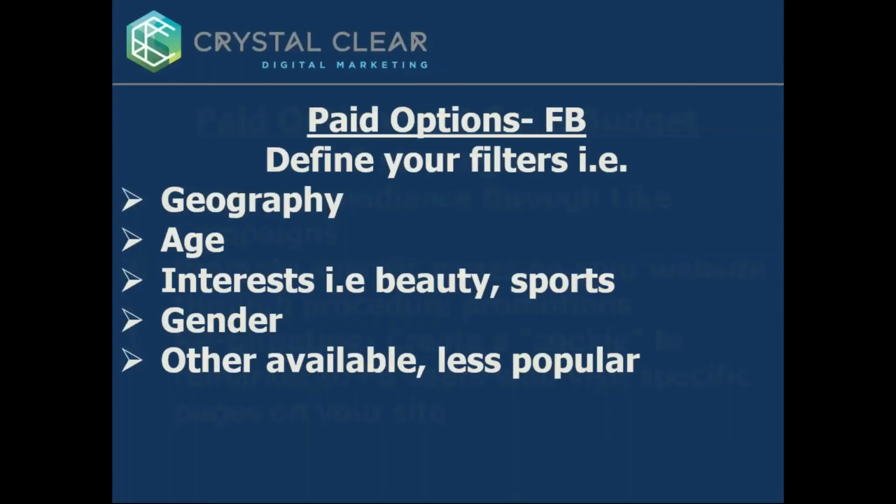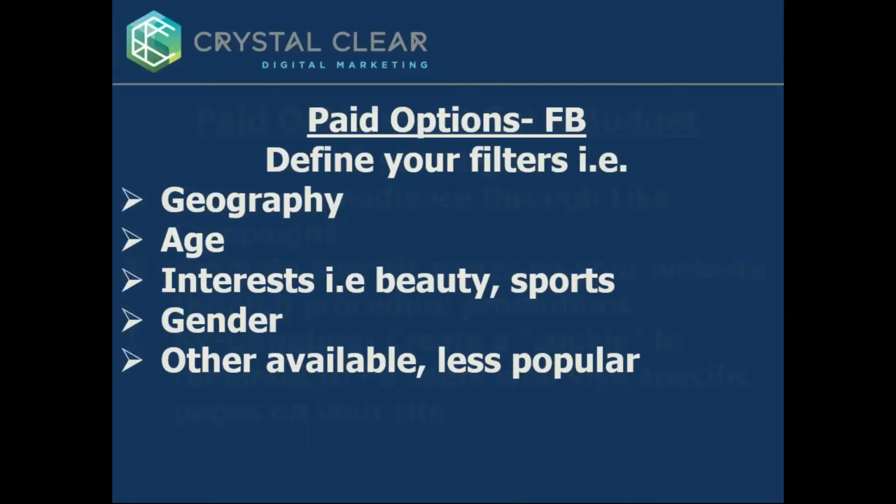Geography, obviously, would be priority number one, because the modern medical practice tends to be geocentric. Now, there are cases where people fly in from outside the country, I get that, but for the most part, it's local, right? Age, interests are a big one. You can actually choose people who are interested in beauty or sports, whatever it is that's related to the practice that you have. Gender, and then there are other available less popular filters like more than X amount of dollars in income. And the reason why I say they're less popular is because they're not used widespread.